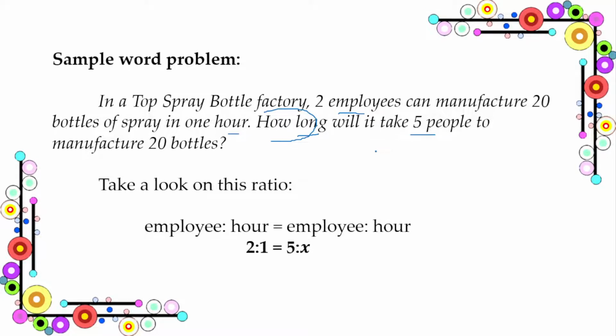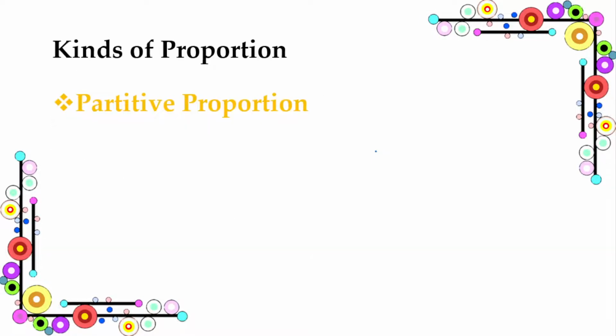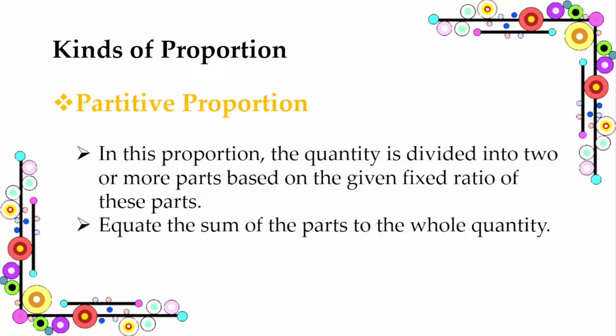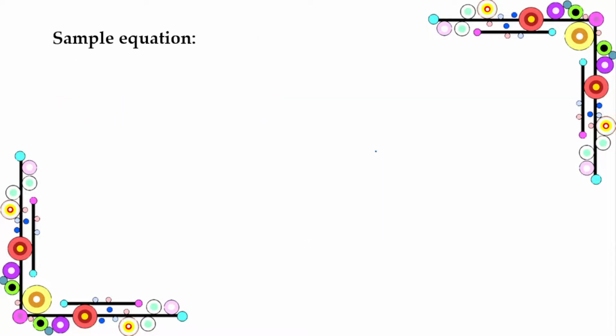Okay, so let's have the last kinds of proportion, which is the partitive proportion. So when we say partitive, in this proportion, the quantity is divided into 2 or more parts based on the given fixed ratio of these parts. So we equate the sum of the parts to the whole quantity. So let's have a sample equation.